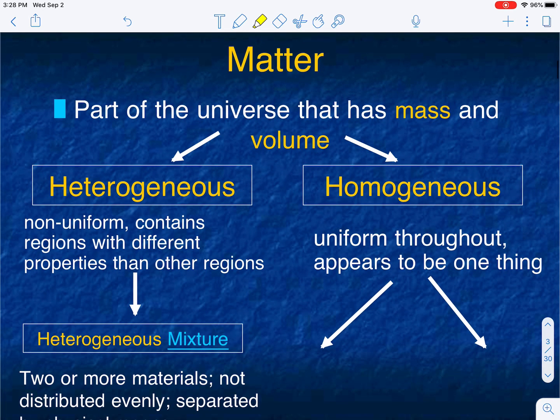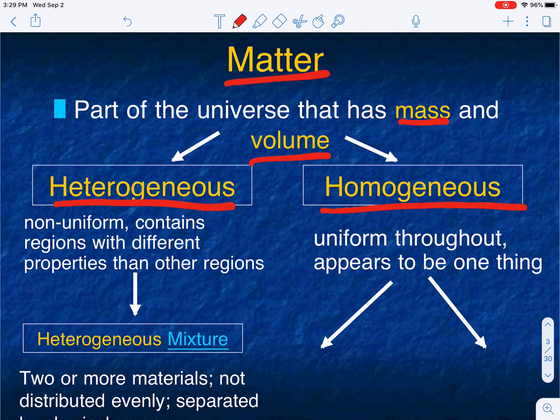So on your notes, you're going to write some key things that are just in yellow here. So we see that matter, as we know, has mass and volume. As we've said, it has mass and takes up space, and space is volume. That is space something occupies. Matter can be either heterogeneous or homogeneous, and sometimes that's pronounced homogeneous.